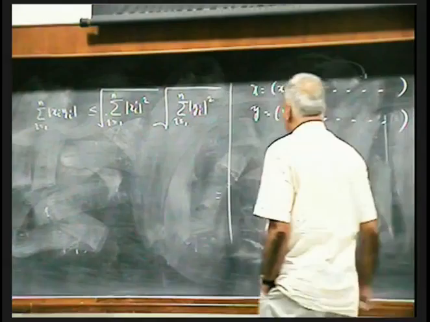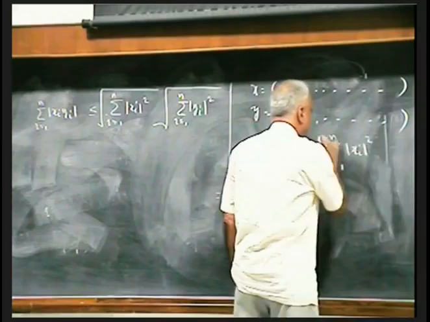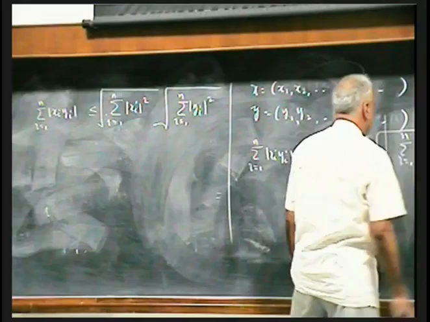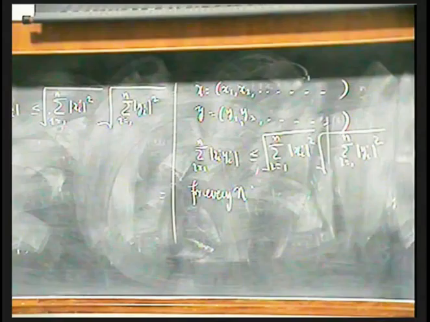Then, summation i equal to 1 to n |xi yi| is less than or equal to the square root of summation i equal to 1 to n |xi|^2, times the square root of summation i equal to 1 to n |yi|^2, for every n. For every n, this can be done. Take that many components, apply the Cauchy-Schwarz inequality, and that will become valid.